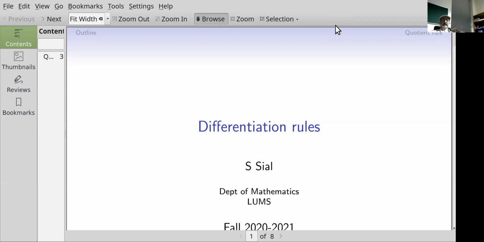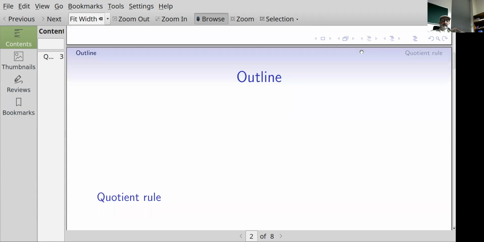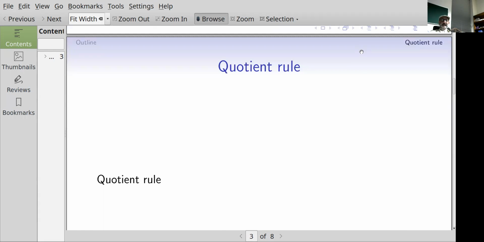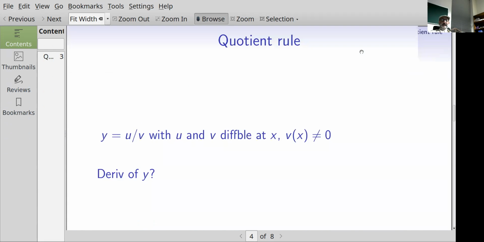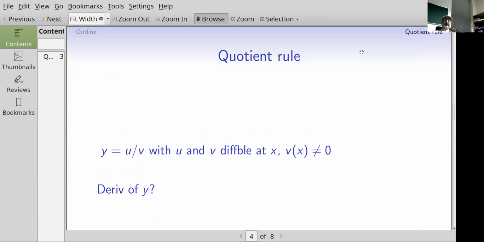So we continue with our discussion of differentiation rules with the rule for quotients of functions, which is called the quotient rule. Okay, so the question is, supposing that you have functions u and v, which are differentiable at x, with v of x not equal to 0, and you take the quotient y equals u divided by v. So what should be the derivative of y at x?